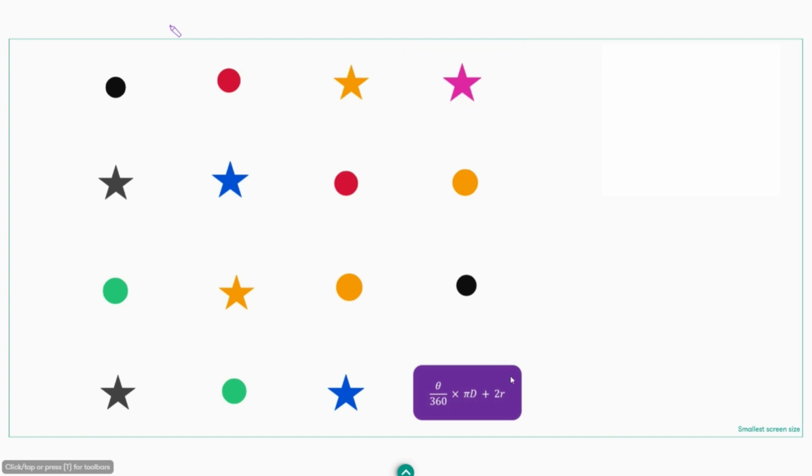Yep. Perimeter of a sector. Add in the two radii. Well done. That was excellent recall from last week. So let's try and apply some of those facts now.